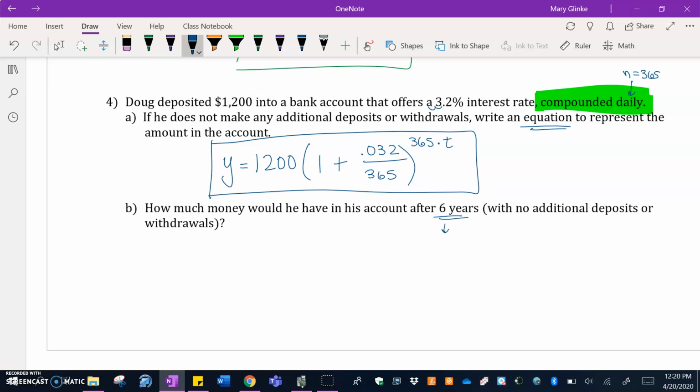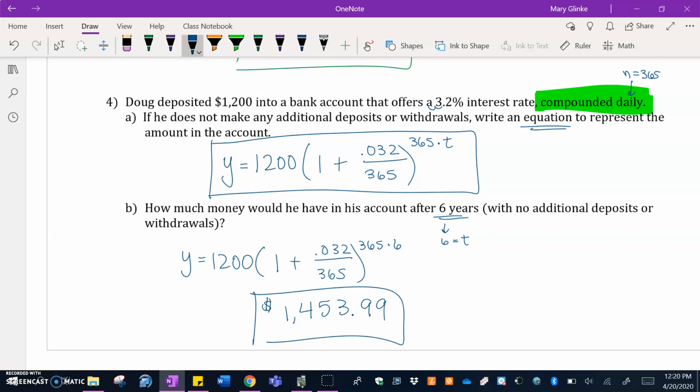Now we are given our t value, so we're going to go ahead and plug in 6 for t. We're going to type that all in our calculator, hit enter, and we're going to get $1,453.99.